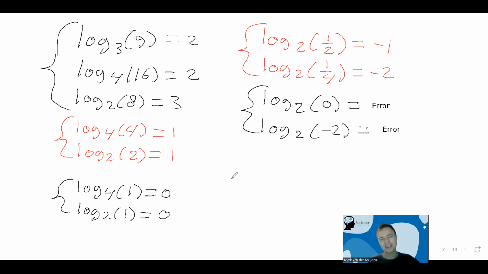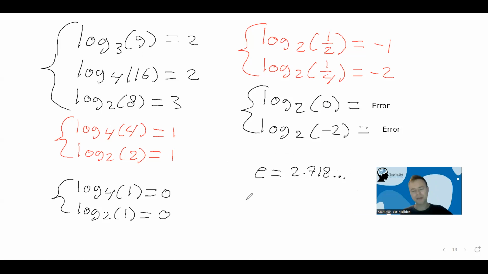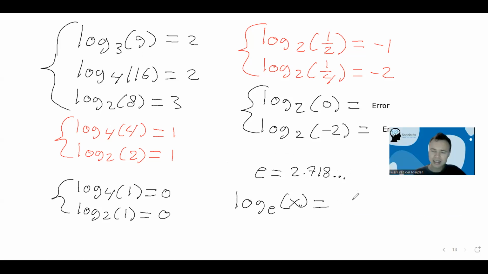The first thing is the E. E is a number, 2.718. It's an irrational number, just as pi. And we find E such a special number that we gave it its own logarithm. So if you see log base E of x, where E is the base number, we call it ln x because it's such a special number.